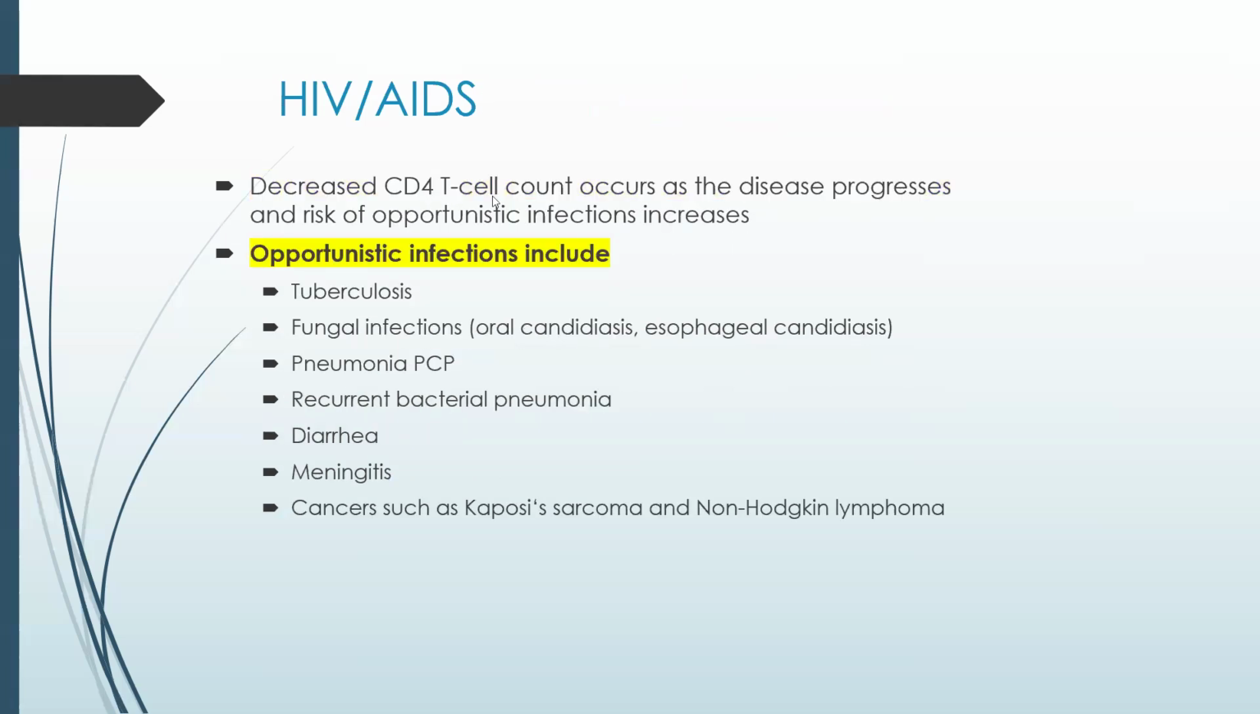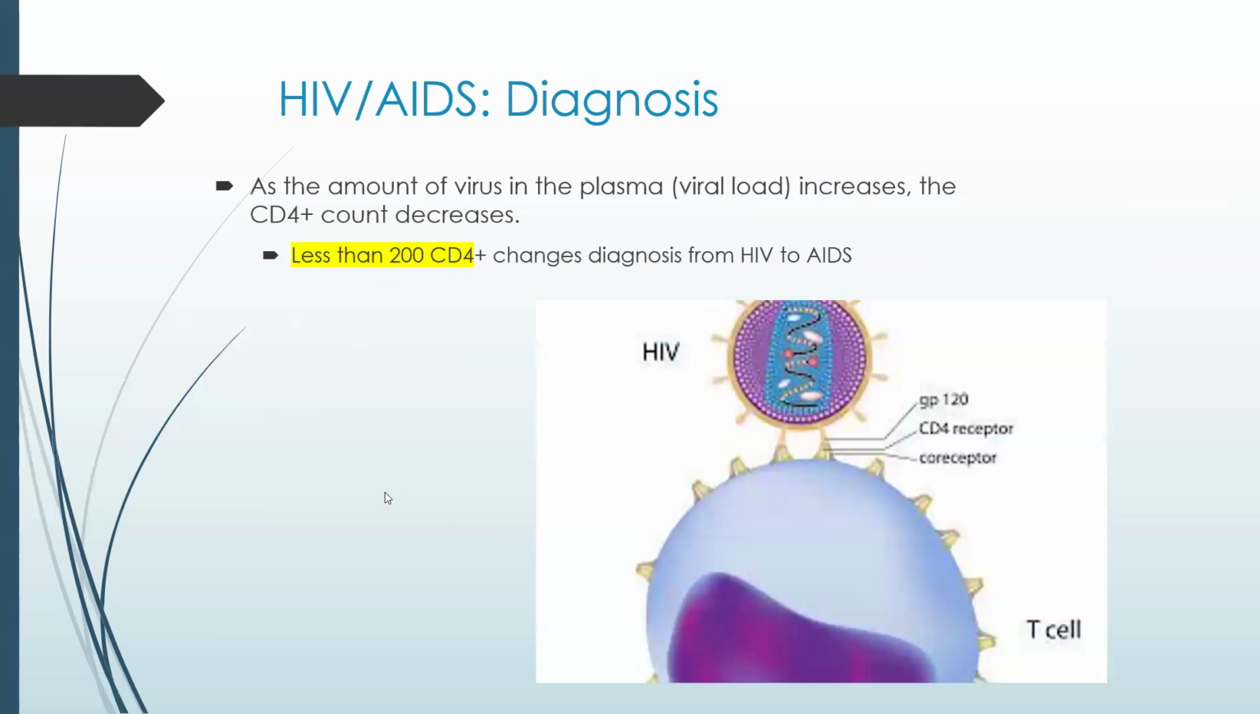Decreased CD4 T cell count occurs as the disease progresses, and so does the risk of opportunistic infections. Here are some examples: tuberculosis, various fungal infections, pneumonia, diarrhea, meningitis, and cancers, specifically Kaposi sarcoma or non-Hodgkin's lymphoma. Those are two cancers that HIV/AIDS patients are at much higher risk for. The amount of virus in the plasma, the viral load, increases as the CD4 count decreases.